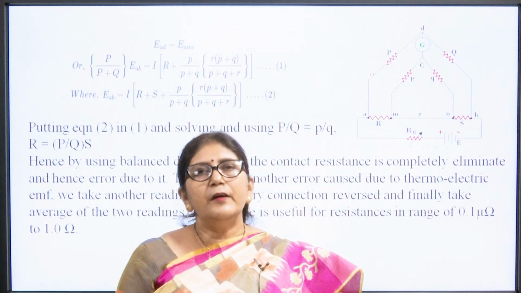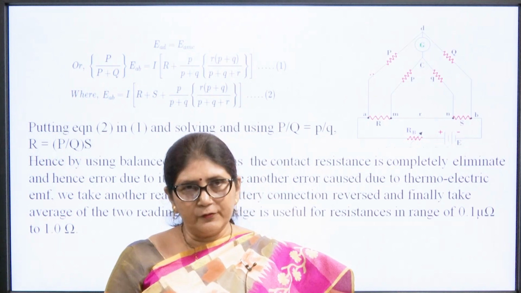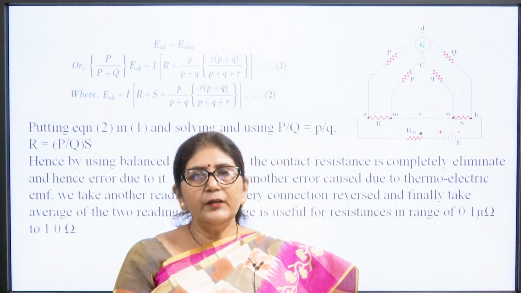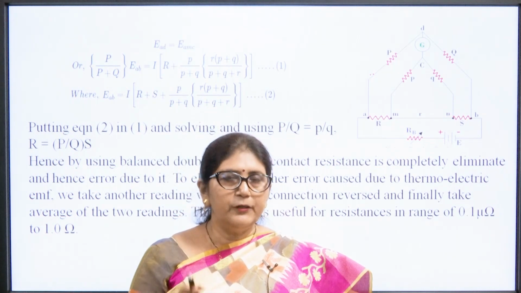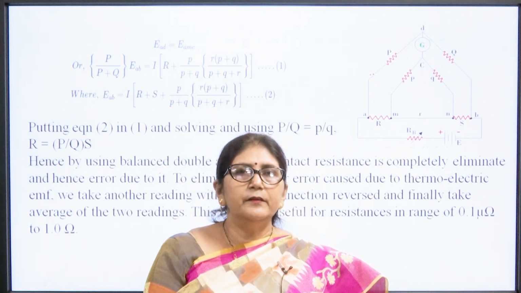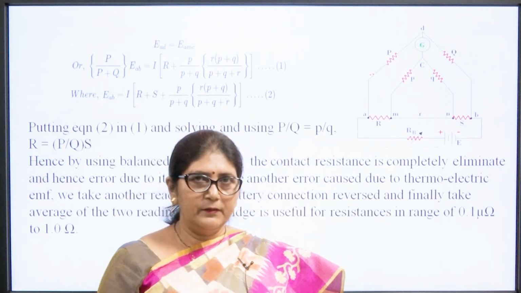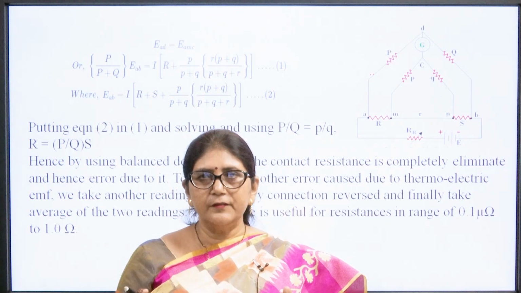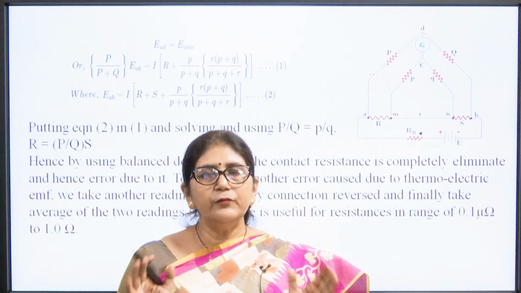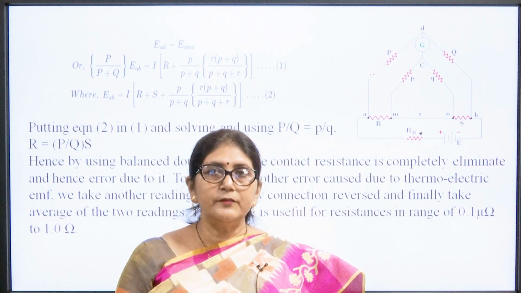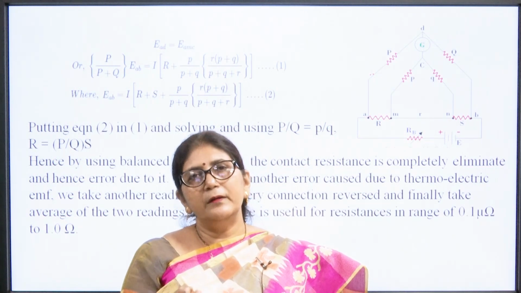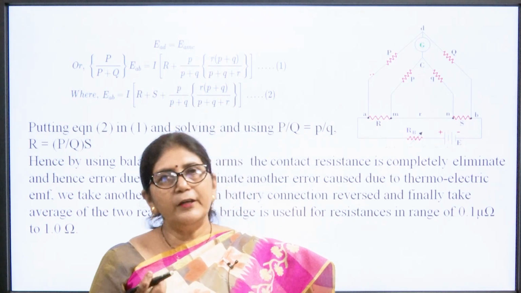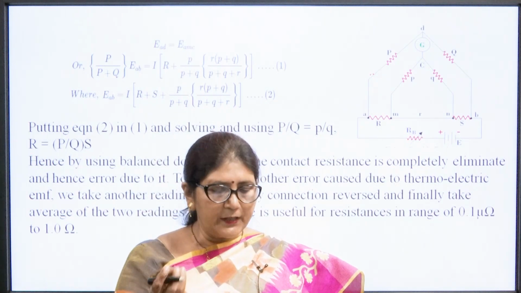By this method we can use a very low value of resistance. Suppose we want to measure this resistance very accurately, then we have to reverse the battery position and again calculate the resistance value by the same formula, and then take the average of both measured values, and that will give the accurate value of the resistance. So, this circuit is very useful for low values of resistance, approximately 0.1 micro ohm to 1 ohm. Very low values of resistance can be measured very accurately by this method.